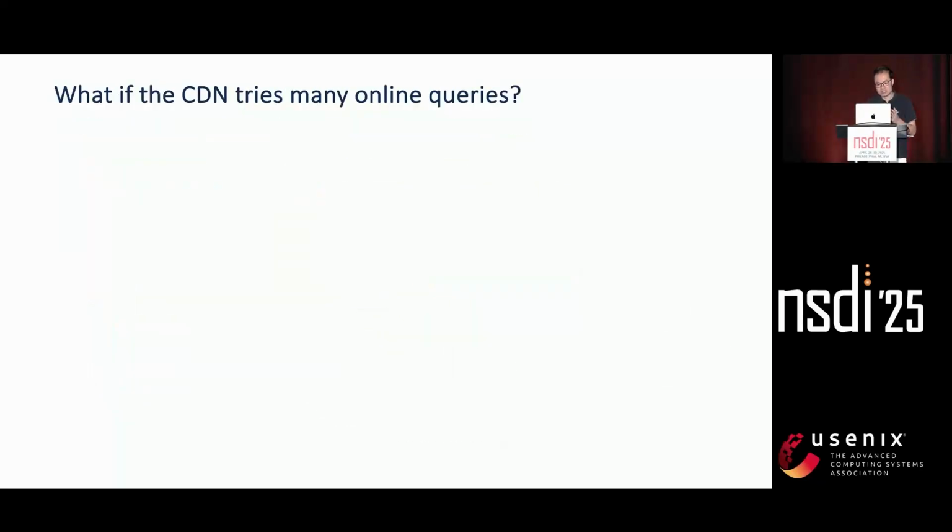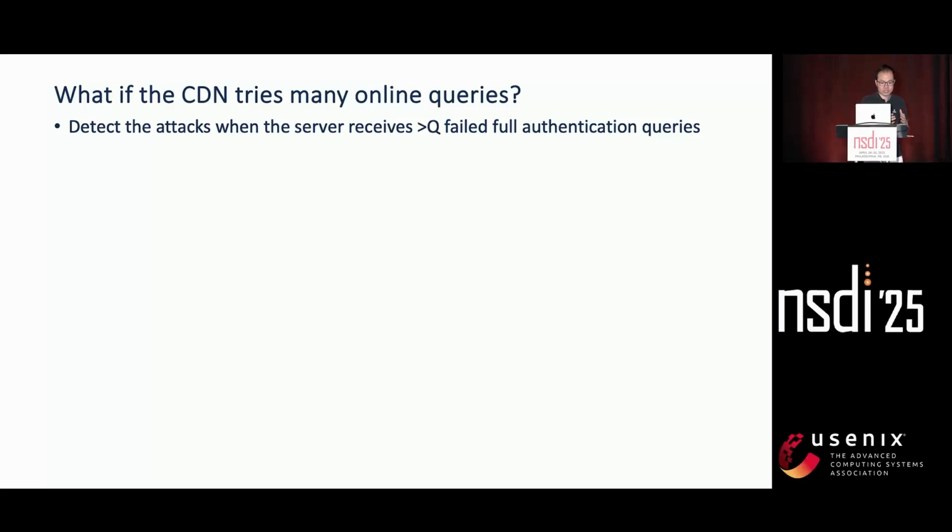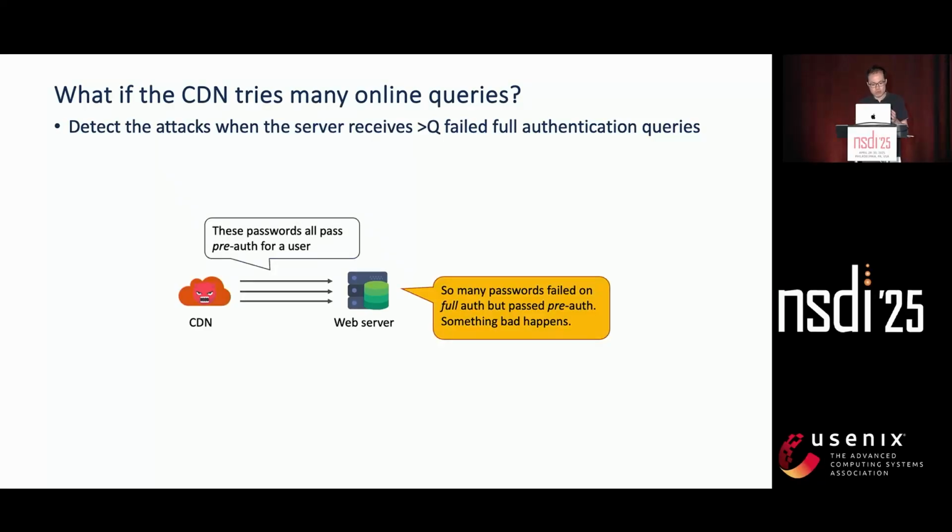But what if the CDN tries many online queries to the server to identify the correct password in the dictionary? Actually, this can be detected, because we can detect such an attack when the server receives more than Q-fed full authentication queries. For example, the CDN may send many password candidates to the server, claiming that these passwords all pass the pre-authentication. But the web server may find that so many passwords failed on the full authentication, while the CDN claimed that they passed the pre-authentication. It means that something bad happens, so we can detect such an attack.